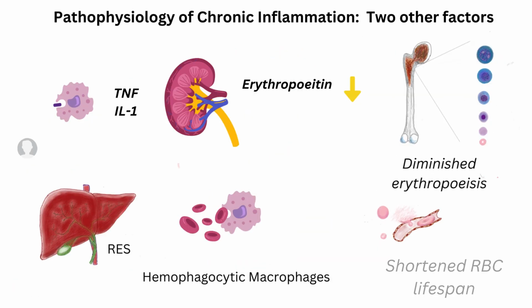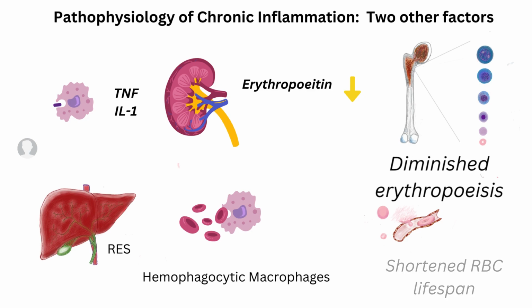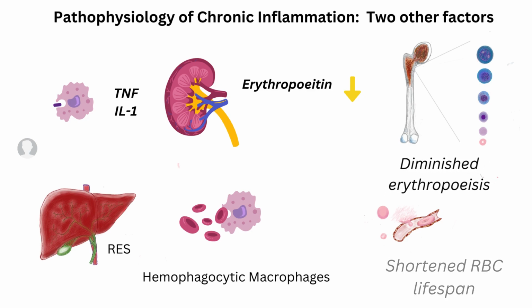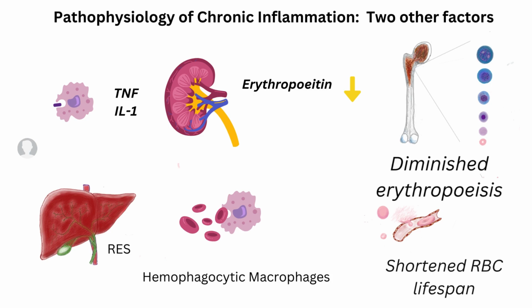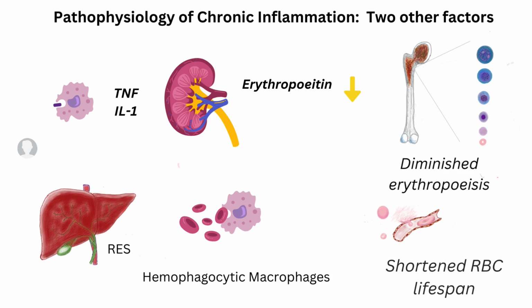Two other lesser factors of the pathophysiology of anemia of chronic inflammation include production of inflammatory cytokines such as tumor necrosis factor and interleukin 1 from activated macrophages, which impairs erythropoietin produced from fibroblasts of the kidney, resulting in diminished erythropoiesis of the bone marrow. Also, shortened red blood cell lifespan is thought to be caused by extracellular hemophagocytosis by hemophagocytic macrophages in the liver and spleen.